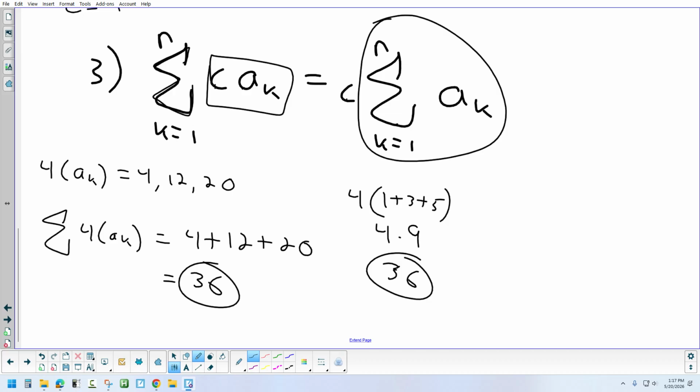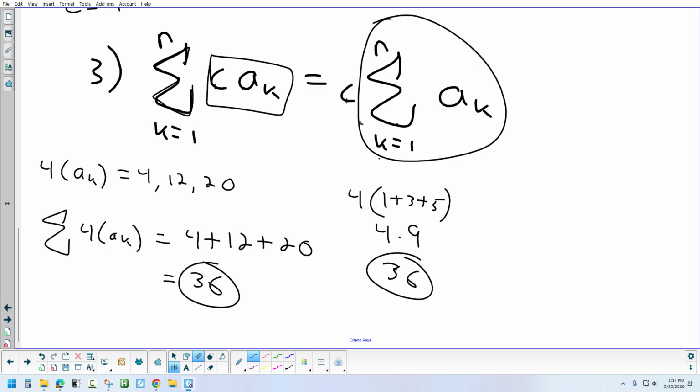The second way is probably easier because you only have to do one multiplication. You add everything up first, you multiply when you're done. The first way, you have to distribute the multiplication to every term in the sequence and then add it up. This way would generally be easier to do. But it's the same result. Okay. Any question on that?